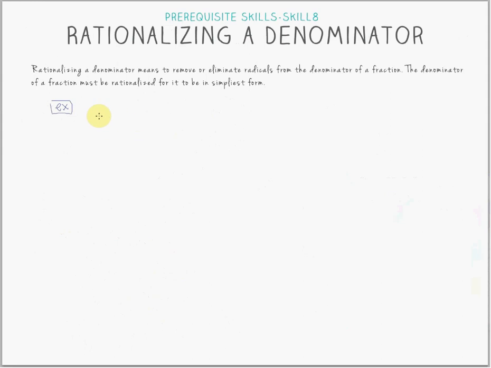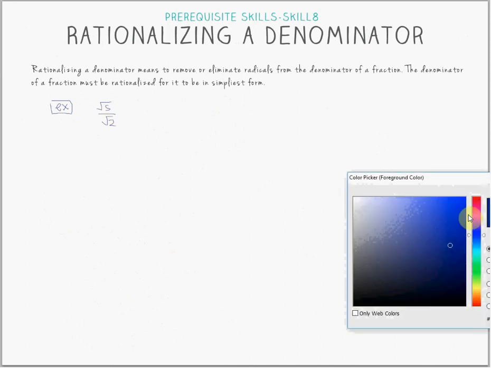Okay, so we'll start with the basic one. The square root of 5 over the square root of 2. If we want to rationalize the denominator of this equation, we have to get rid of the square root of 2. The square root of 2 means what two numbers multiply together equal 2. So if we multiply this by itself, I'm getting a different color here.